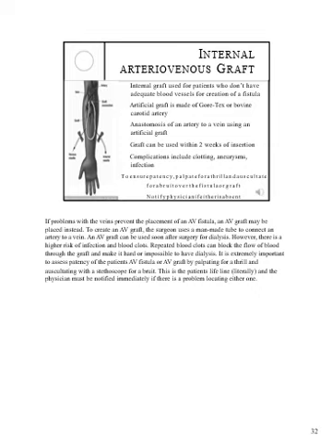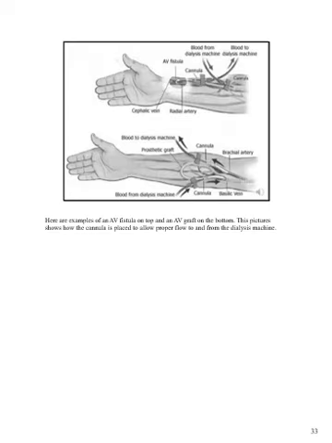It is extremely important to assess patency of the patient's AV fistula or AV graft by palpating for a thrill and auscultating with a stethoscope for a bruit. This is the patient's lifeline, literally, and the physician must be notified immediately if there is a problem locating either one. Here are examples of an AV fistula on top and an AV graft on the bottom. These pictures show how the cannula is placed to allow proper flow to and from the dialysis machine.